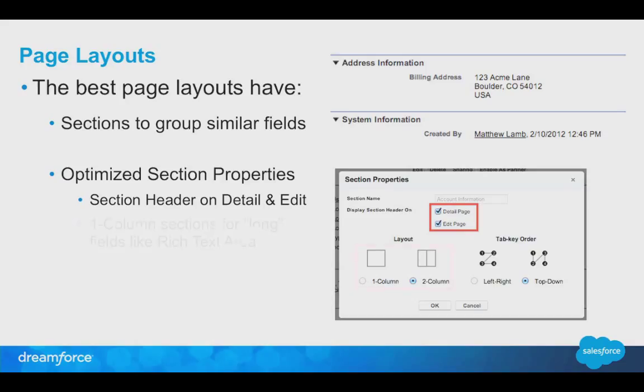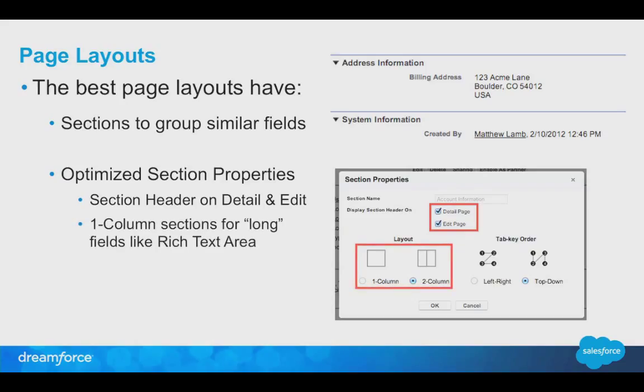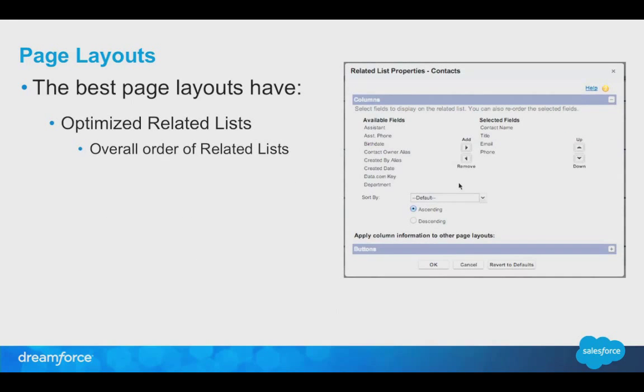And there's the 1-column and 2-column as well. So for long fields, like any text entry fields, rich text fields, definitely keep those in a 1-column section and be consistent with the tab order.